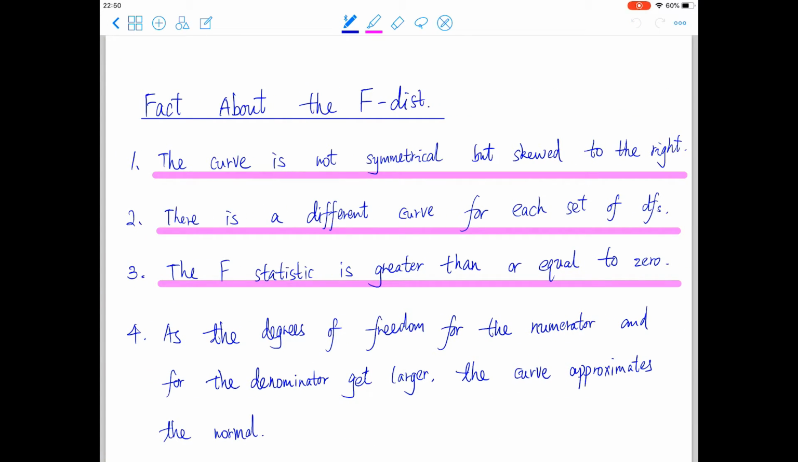Third, the F statistic is greater than or equal to 0, as we mentioned previously. The F is the ratio of two variances, and the variances are always positive, since we take a square on the difference. Therefore, our F value should be greater than or equal to 0. And finally, as the degrees of freedom for the numerator and the denominator get larger, the curve approximates the normal curve.